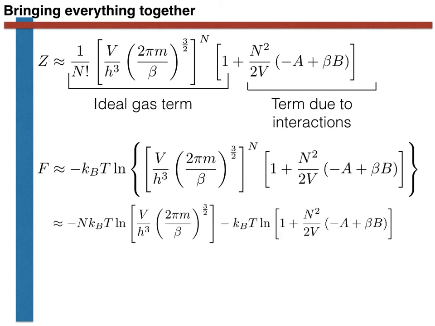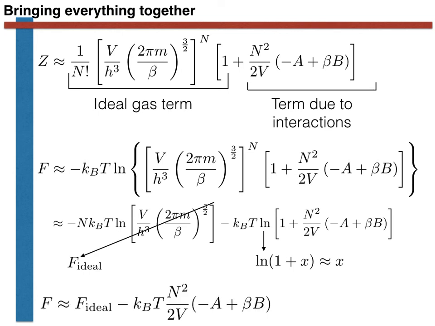Furthermore, when we do so, we see immediately that the first term is the free energy of the ideal gas, F ideal. The second term, meanwhile, can be approximated using the fact that the logarithm of 1 plus x is just equal to x, when x is small. We thus arrive at the following expression, and this is the free energy of the non-ideal gas, and is called the free energy of the van der Waals gas.